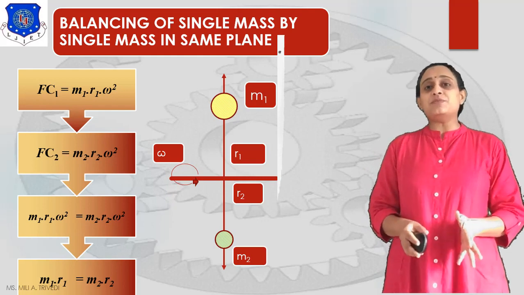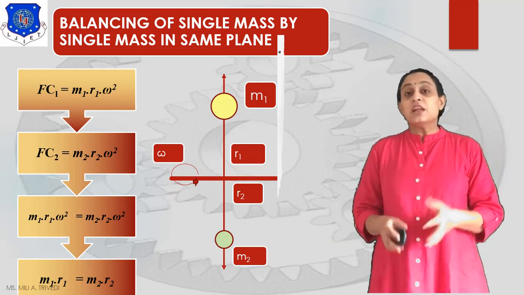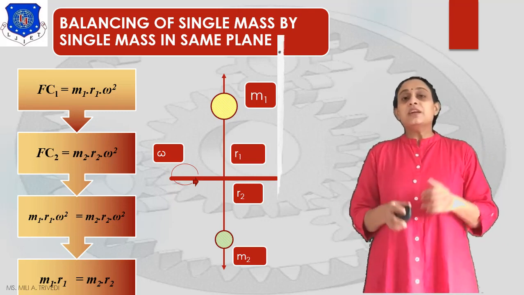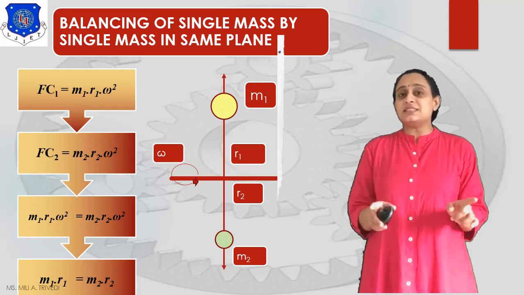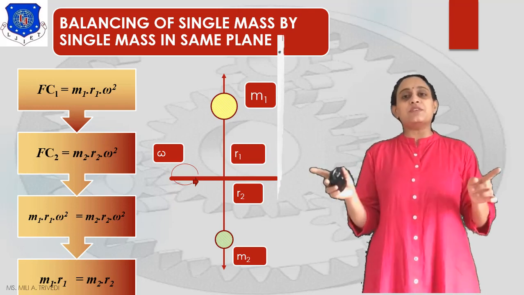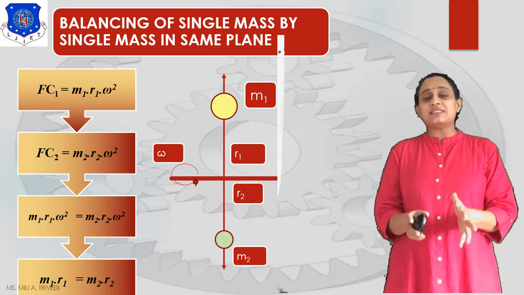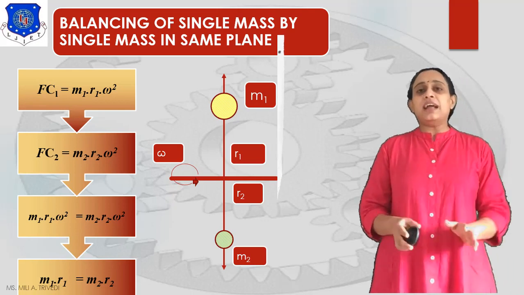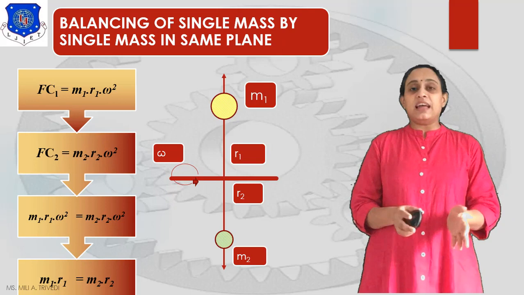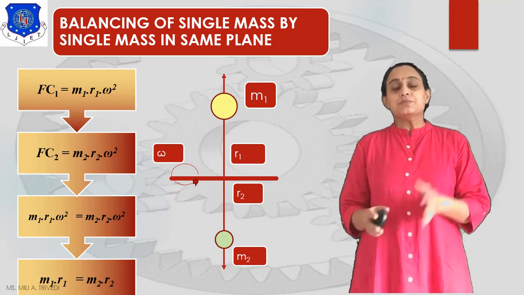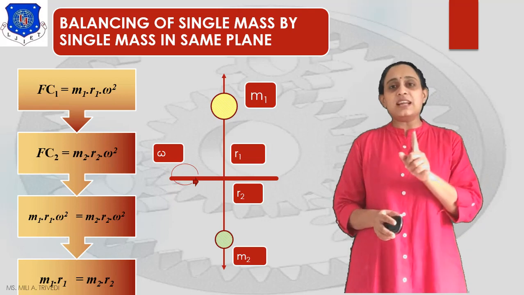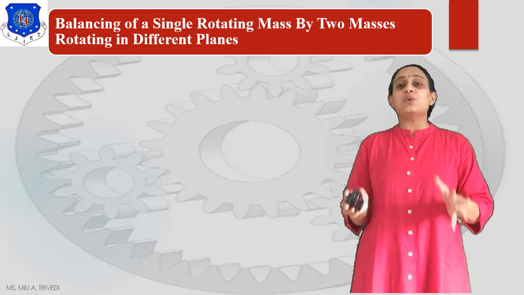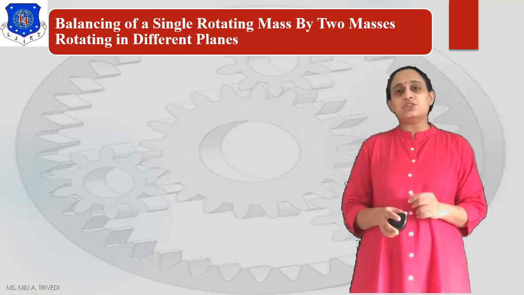Now let us consider the centrifugal force of the first mass m1. It is m1 omega square r1. What is the centrifugal force of mass m2? It is m2 omega square r2. Now if this system balances itself, then Fc1 is equal to Fc2, so m1 omega square r1 is equal to m2 omega square r2, and we can say that m1 r1 is equal to m2 r2. So we can balance a single mass by a single mass by balancing the centrifugal force itself.